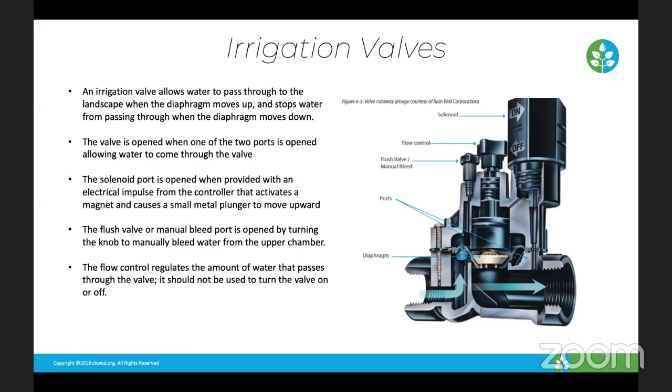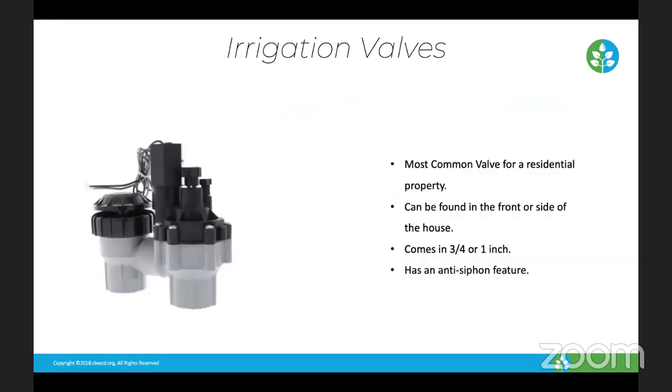Also, another part that you see here is a manual bleed or flush valve. So this is one way to turn on your valves real quick just to check if everything's running right. But a lot of people use it to flush out the valve from any debris that may be sitting on top of the diaphragm.